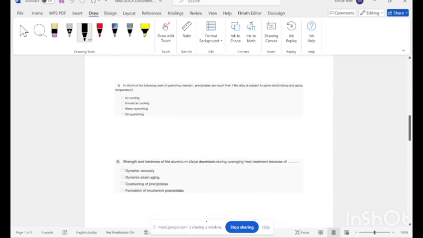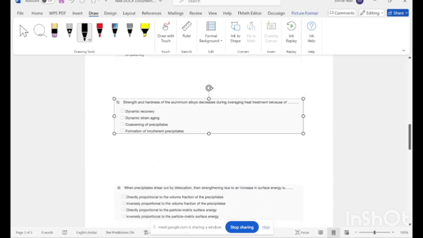Next question is, in which of the following quenching media are precipitates much finer if the alloy is subjected to the same solutionizing and aging temperature? So the precipitates will be finer in which case? Air cooling, forced air cooling, water quenching or oil quenching? I think water quenching, sudden cooling. Yeah, the cooling rate will be high in water quenching. Yes.